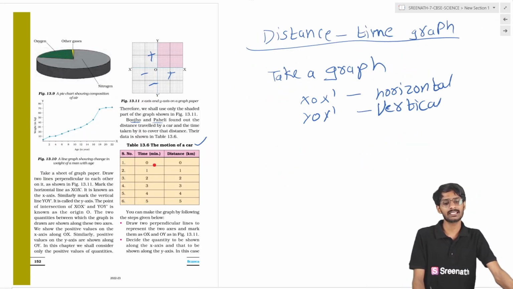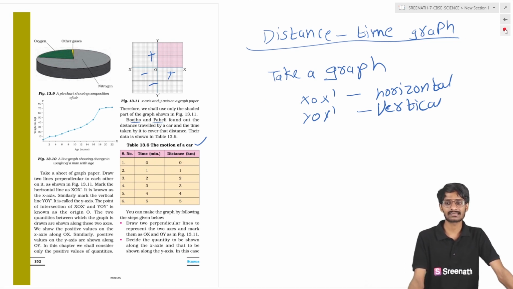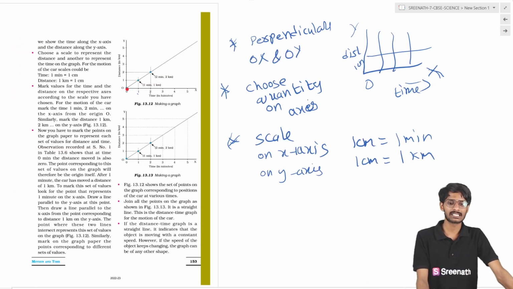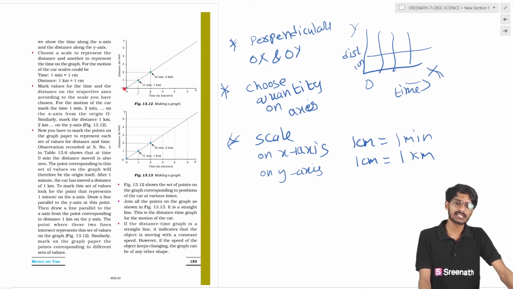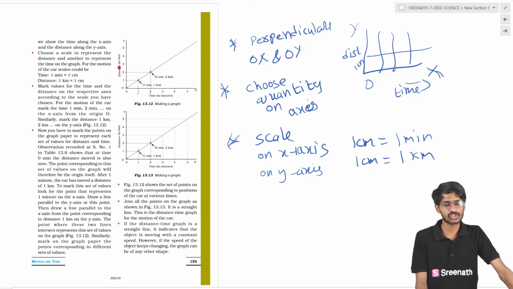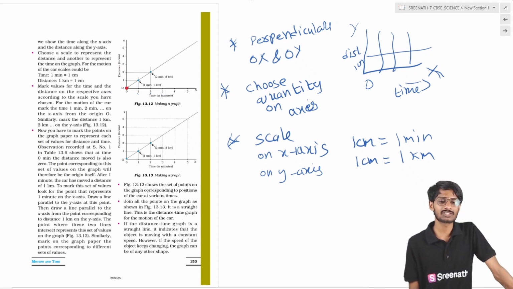So what are the things here? For 0 time, the distance is 0. So time is where it is on the x-axis. So make that point, that is the 0, that is here. And what is the distance? It is also 0. So we have to mark this point.